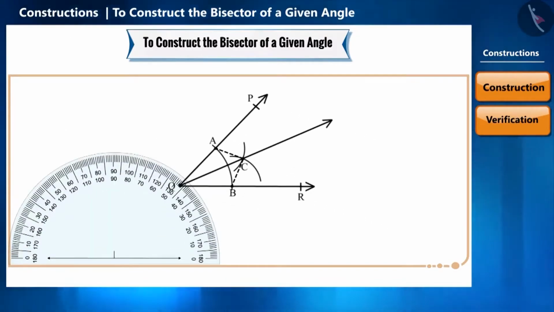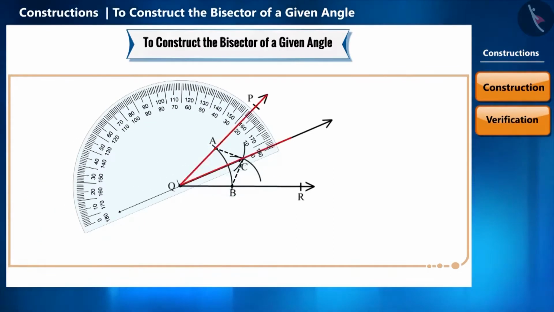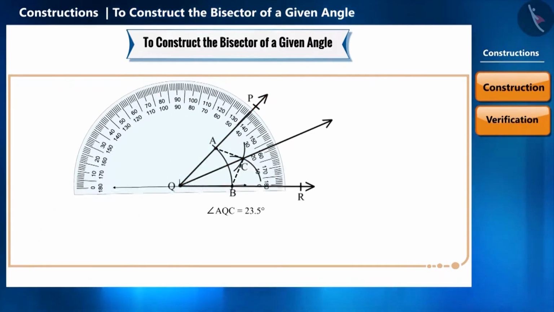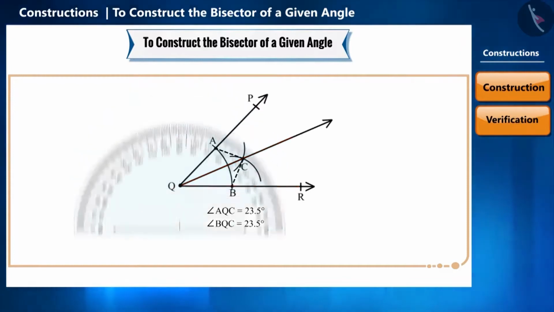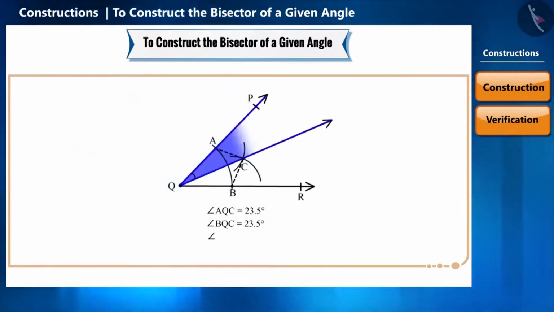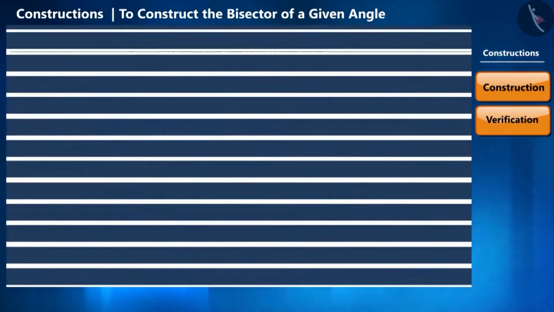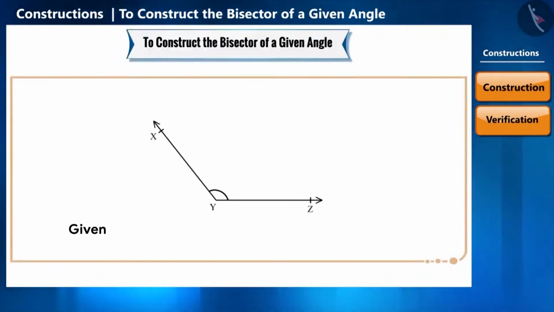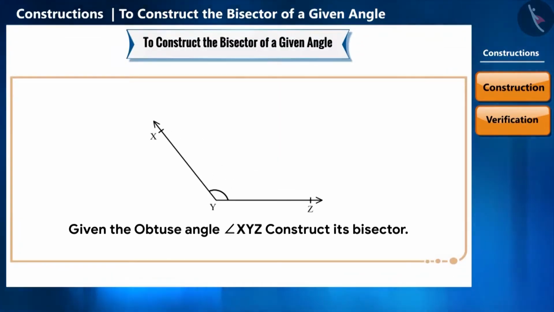Here we can measure these angles with the help of a protractor. We can see that angle AQC is equal to angle BQC. Therefore, we can say that angle PQC and angle RQC will also be equal. Friends, with this we have learned to construct the bisector of an acute angle. Construct the bisector of the given obtuse angle yourself and also mathematically prove the construction.